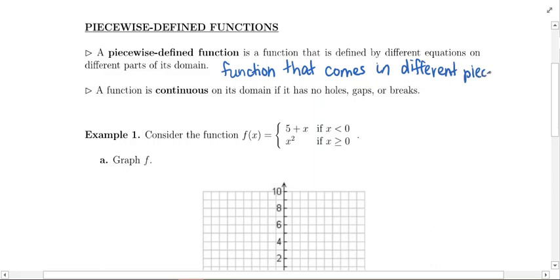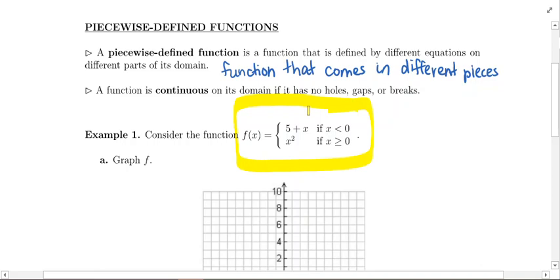So you may have a piece of one graph and then a piece of a different graph, and then even maybe a piece of a third graph and so on. So your graph comes in different pieces. I've got 4 different examples planned for us. If you look down at example 1, here is what a piecewise defined function looks like.